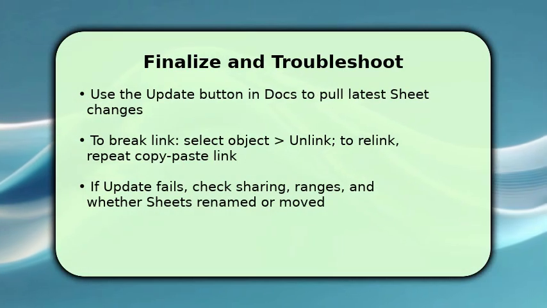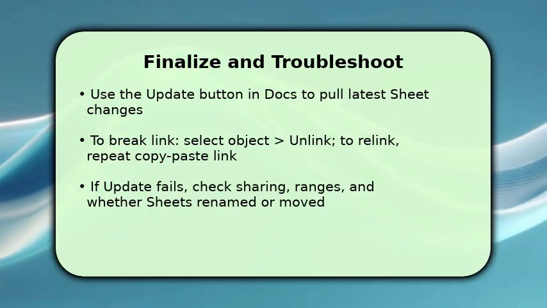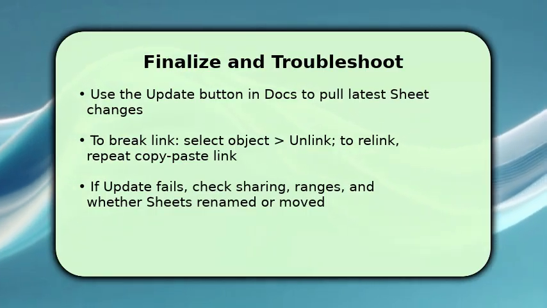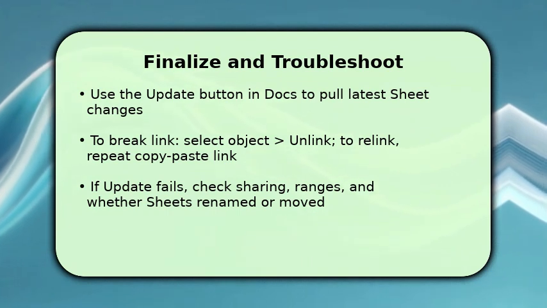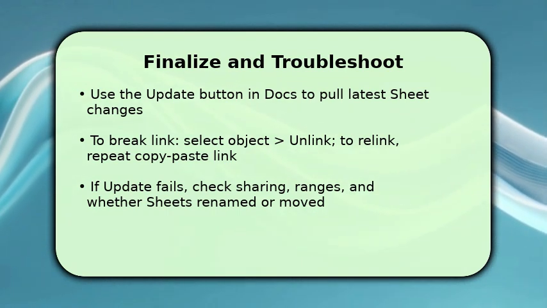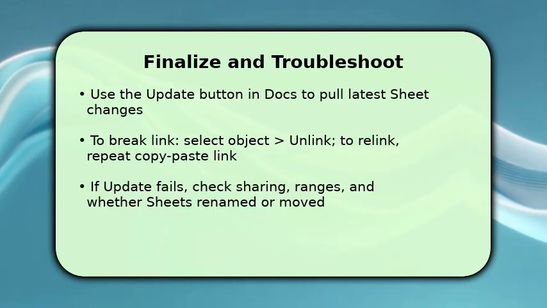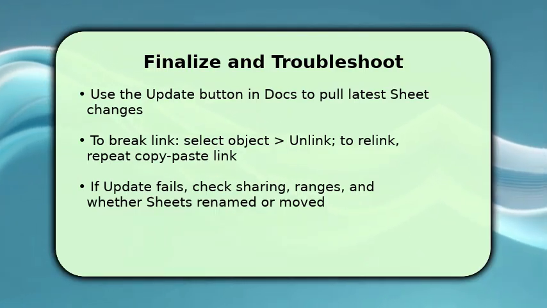You'll finalize by confirming the link updates as expected. Edit the sheet, return to the doc, and click Update. If you need a static snapshot, use Unlink after confirming the content. Make sure to keep file names and folders stable. Moving the sheet or revoking access will break the link.